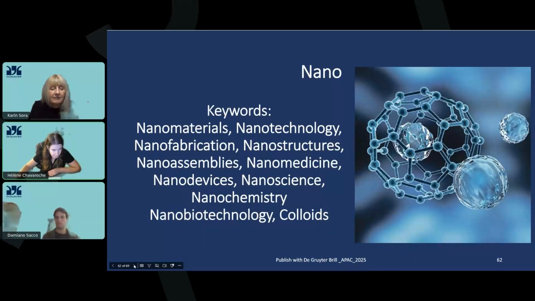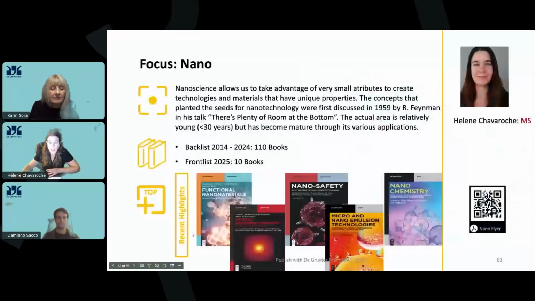So I will present which books we've published in this field. Over the past 10 years, we've published about 100 books in the field of nano and nanotechnology, nanomaterial.